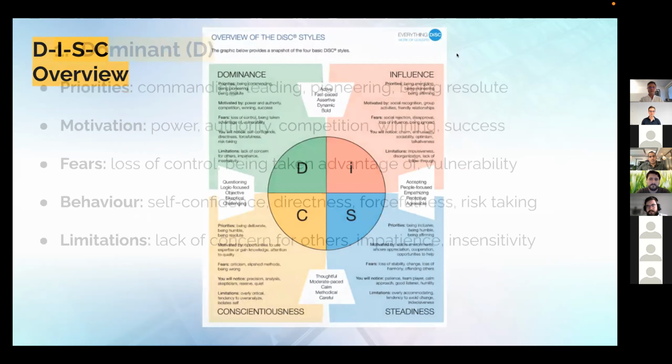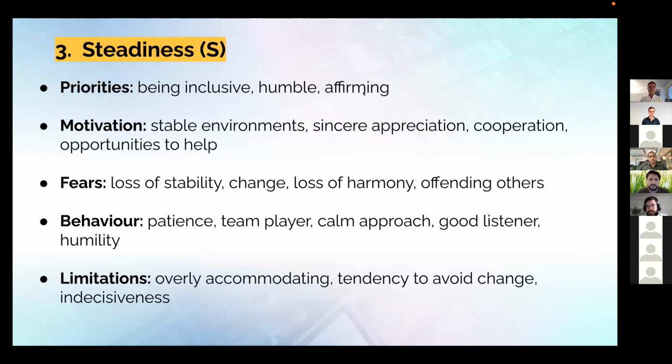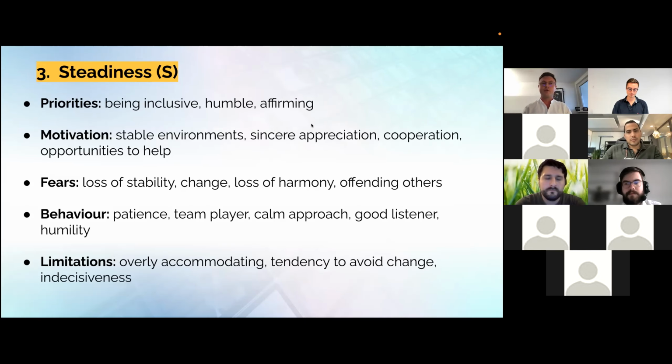influence. Then looking at the other two profiles, steadiness. It's on the right lower corner. Your priorities would be, if you're steady, being inclusive, humble, and affirming. So I would say harmony is a big topic for you within the group. Your motivation would be stable environments, sincere appreciation. You would be cooperative, and you love to help others. And your fears would be loss of stability, change, loss of harmony, and offending others.